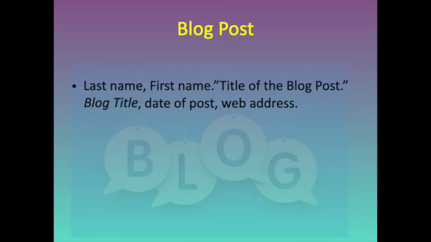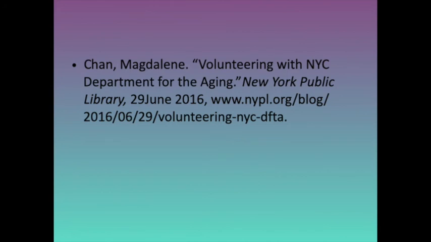Title of the blog post in quotations, period. Blog title in italics, date of post, web address, period. The details begin with the name of the blogger, second name, first name. Title of the blog post, Volunteering with NYC Department for the Aging, which is put in quotations, period. Blog title, New York Public Library in italics, date of post, 29 June 2016, web address, period.